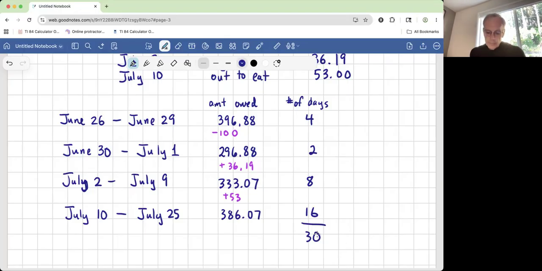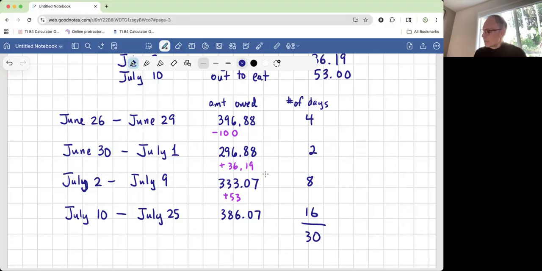Okay, so now I want to figure out my average daily balance, right? Figuring the average daily balance has got to be the amount owed each day added together divided by the total number of days in the month, right? So my average daily balance over this first 4 days here is going to be 396.88. But then over the next 2 days, I only owe 296.88. So I'd have to add 396.88 4 times plus 296.88 2 times, and then divide by 6 in order to find the average daily balance over that first 6 days.